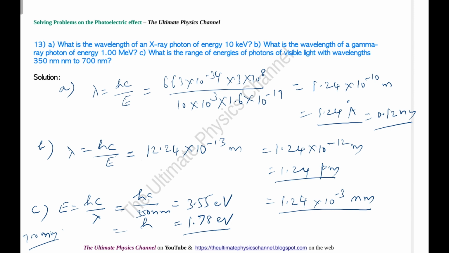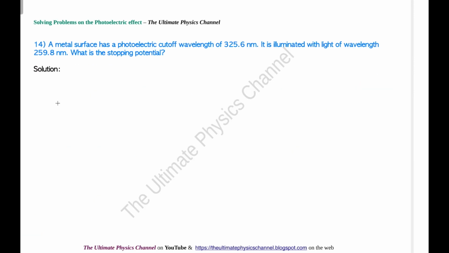Let's move ahead to the next one. A metal surface has a photoelectric cutoff wavelength of 325.6 nanometers. It is illuminated with light of wavelength 259.8 nanometers. What is the stopping potential? So we have lambda max here, which is 325.6 nanometers, and we have a lambda here that is 259.8 nanometers. We are being asked to calculate the stopping potential, Vs.